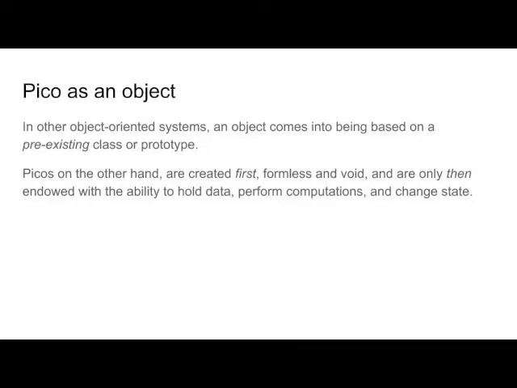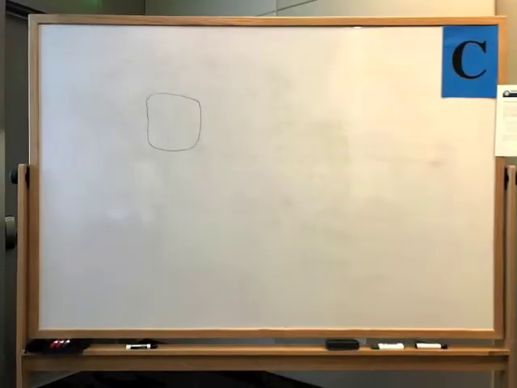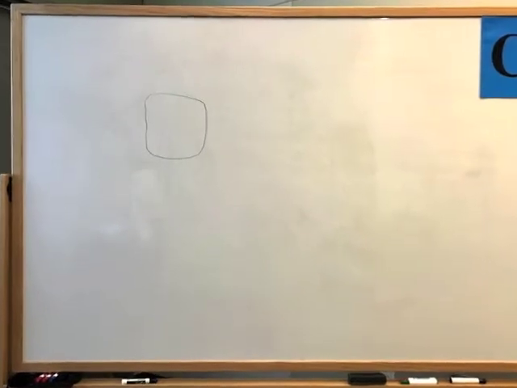A pico is both an object and a computer. We'll talk about it being an object first. In other object-oriented systems, an object is created after a class or prototype and is created from it. A pico is created empty and given functionality later. We'll represent a pico by a rounded rectangle.